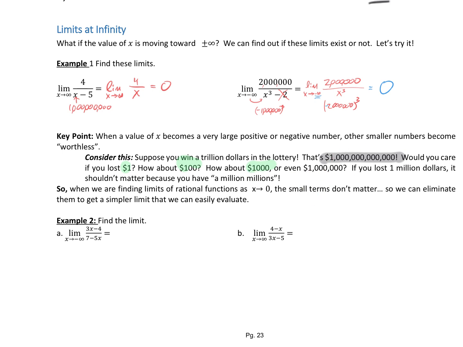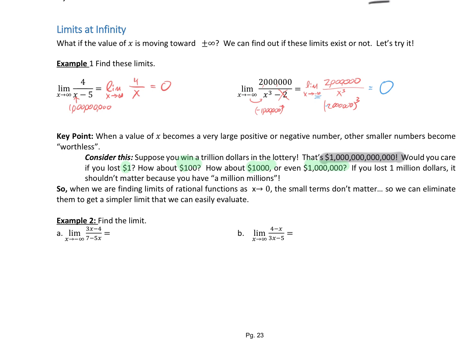Now, would you really care if you lost $1,000,000? Something happened, and you lost $1,000,000. Well, not really. Now that sounds like a lot of money, but a trillion is a million millions. Notice there's twice as many zeros there. So if you lost $1,000,000, that wouldn't matter too much.